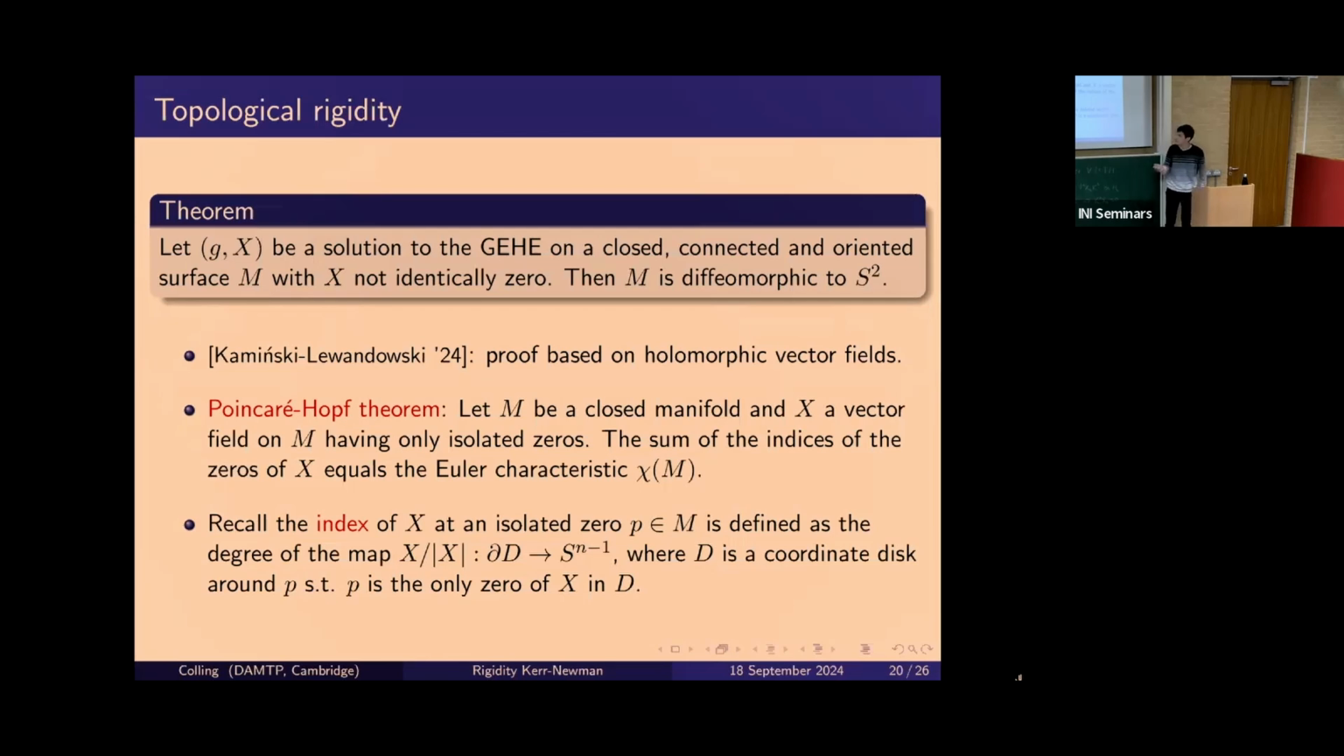And this is precisely what we mean by the index of x. And so, of course, the trick will be to apply this Poincaré-Hopf theorem to the x appearing in the equation. In fact, let me write down the equation again, because we will need it many times. So the symmetrized derivative of x with some constants times x squared plus some function times the metric is 0.